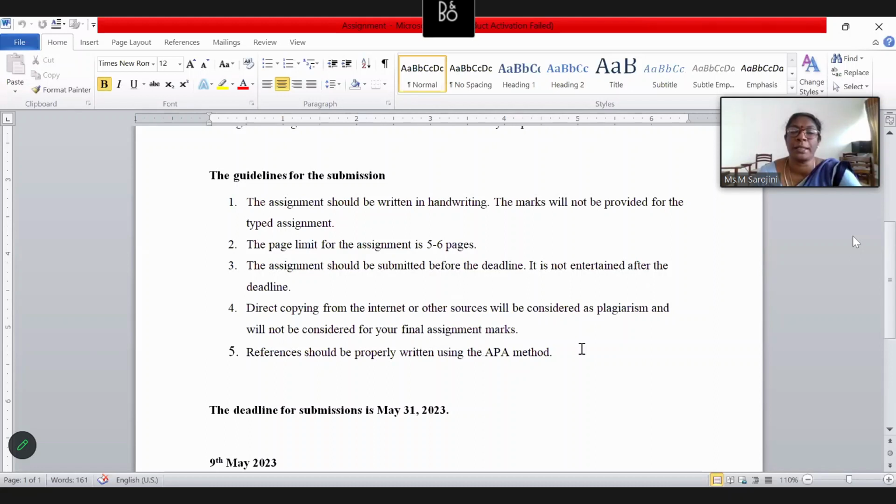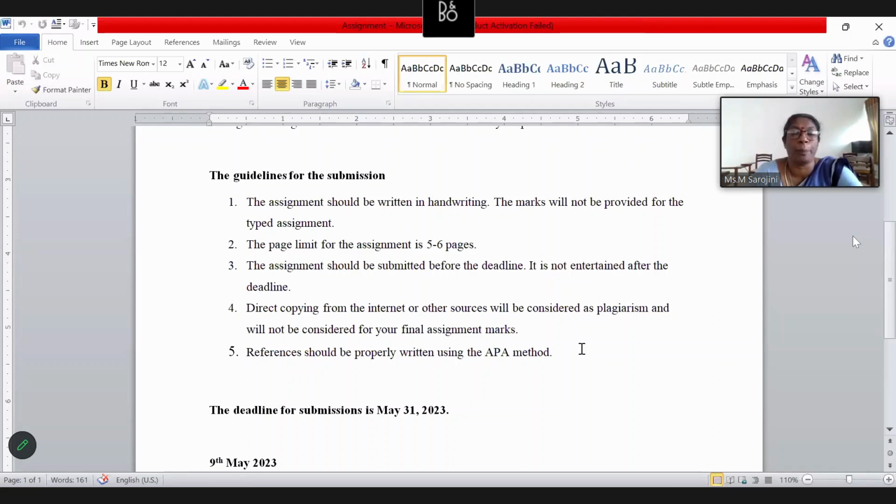The page limit for the assignment is 5 to 6 pages. Then only can I read and correct the assignments. If I allow typed assignments, you can simply copy and paste, right? Therefore, you have to limit it to 5 to 6 pages, and also write by hand. And the third one is the assignment should be submitted before the deadline. Deadline is the deadline. It is not entertained after the deadline.